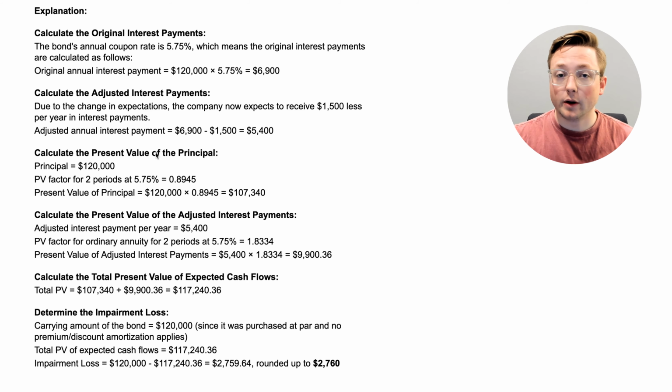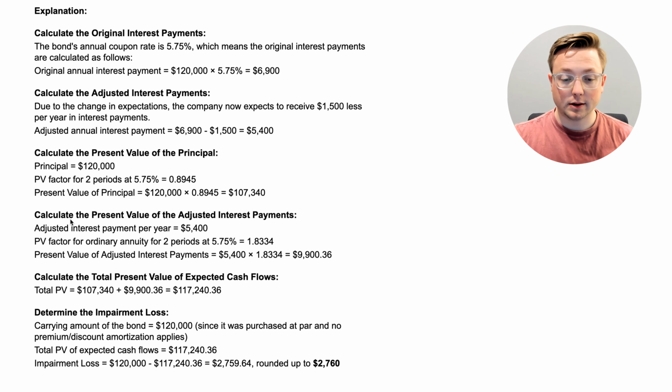Now we have to calculate the present value of the principal, which again is the $120,000 multiplied by the present value factor for the remaining 2 periods at an interest rate of 5.75%, and that's 0.8945. So you multiply that by the $120,000, and that gives you the present value of the principal. That's $107,340. And notice in this question, it said par value. It was purchased at par value. So there's no amortization that's happening over the period. So you want to make sure you pay attention to that. Even though this is a held to maturity investment, the amortized cost might still sometimes be just the purchase price, because sometimes you can purchase it at the par value, so there was no discount or premium. So that's the amount that you keep using, $120,000.